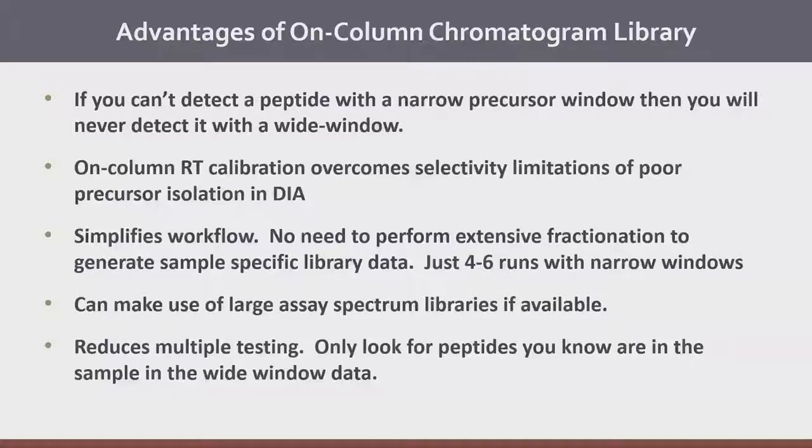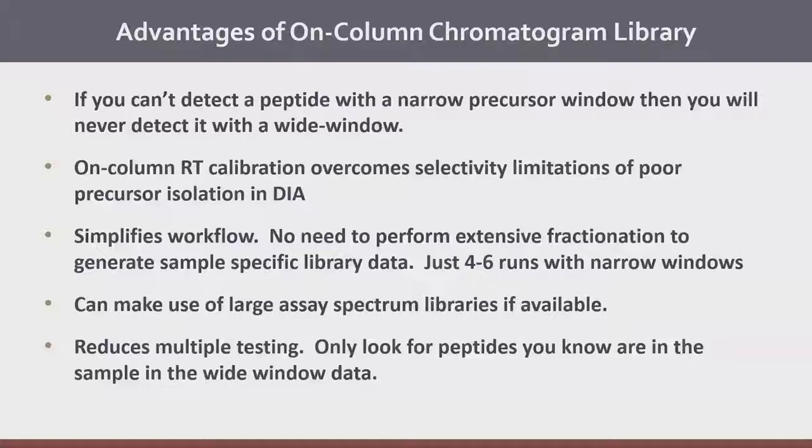So this is basically our philosophy, right? If you can't detect a peptide with a narrow precursor window, you'll never detect it in wide window data. Don't worry about how big your spectrum library is. Don't worry about anything else. If you can't find it, don't worry about fractionating. If you can't find it in the narrow window data, you're never going to find it in the wide window data. So just think about it in that regard. Don't worry about all those other aspects of things.